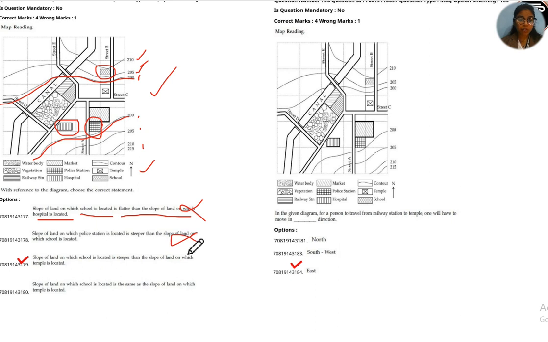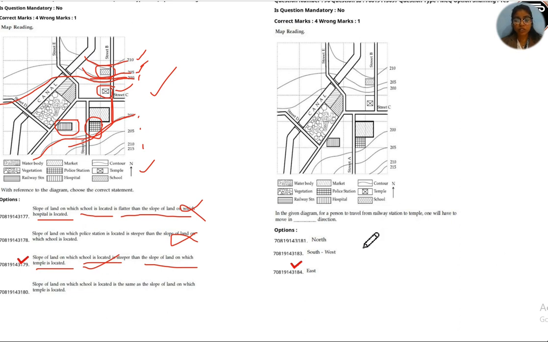Then we have, slope of land on which the school is located is steeper. This is the correct one. School is located on a steeper slope of land than the slope of the land on which the temple is located. Now, where is the temple? We have the temple over here. So obviously, the contour line is running at a very small distance from the school, but in the case of the temple, here we have one contour line and there is a big gap. So this is the correct answer, option number C.